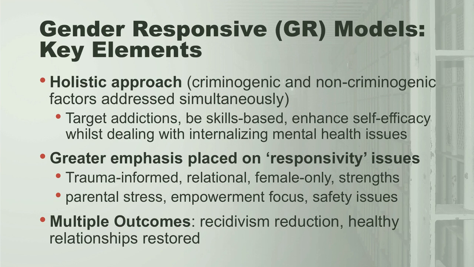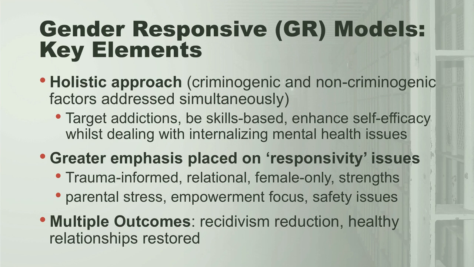First is this notion that interventions for girls and women in the correctional justice system need to be holistic. What does that mean? You can't divorce criminogenic and non-criminogenic factors. They have to be dealt with simultaneously. If a woman has an addictions problem, the odds are she's probably suffering from anxiety and depression, and she probably can't get motivated to come to treatment or isn't interested in coming to treatment because she's too stressed dealing with custody issues related to her children.